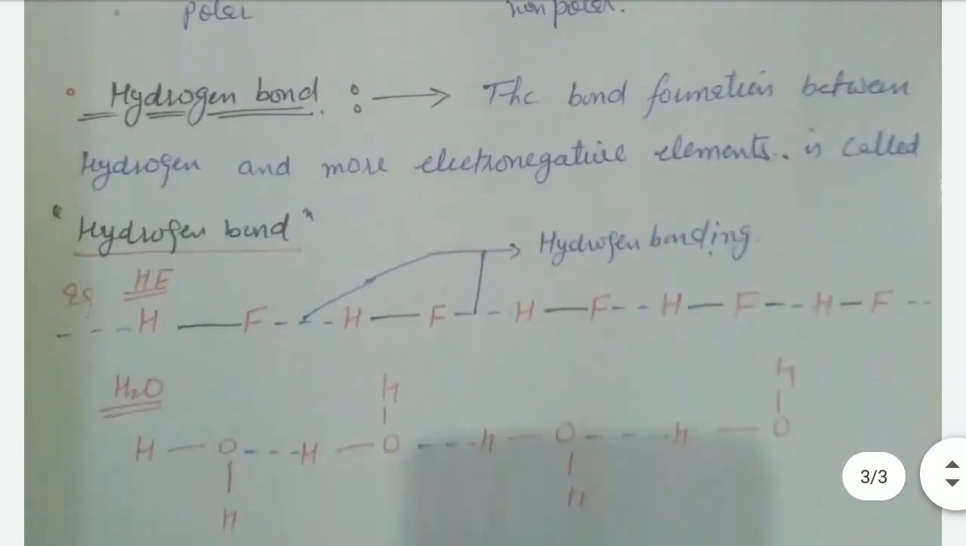Fourth is hydrogen bonding. Hydrogen bonding is the bond formation between hydrogen and a more electronegative element like fluorine, oxygen, nitrogen, etc. Further, I repeat, the bond formation between hydrogen and a more electronegative element like fluorine, oxygen, nitrogen, etc.